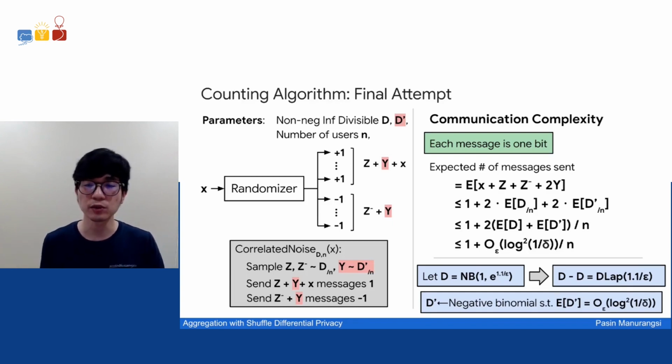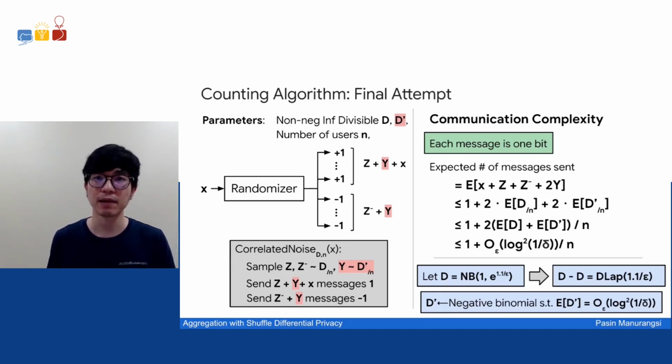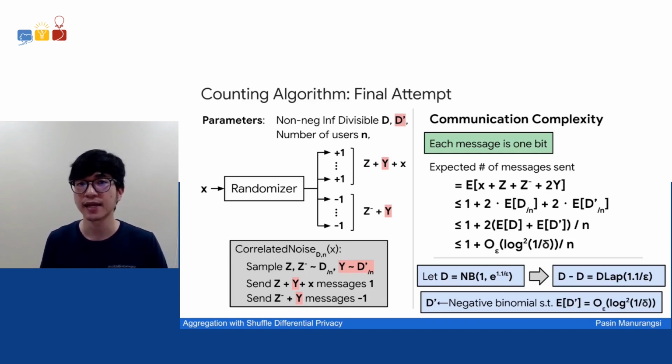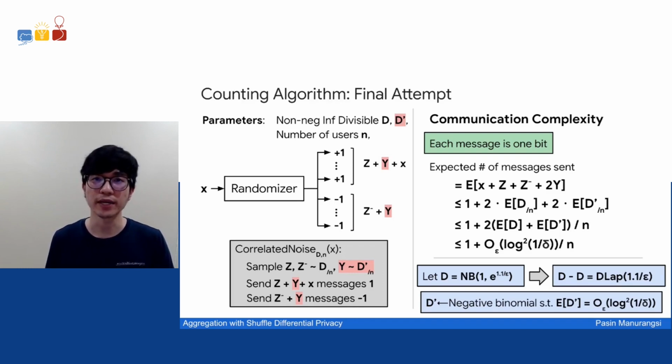I didn't go into too much detail about the setting of the parameters, but you can set it so that the maximum of these 2 terms is only polylogarithmic in 1 over delta. And that's why in the second term you only get polylogarithmic in 1 over delta divided by n, which, when delta is not too small, will be negligible.